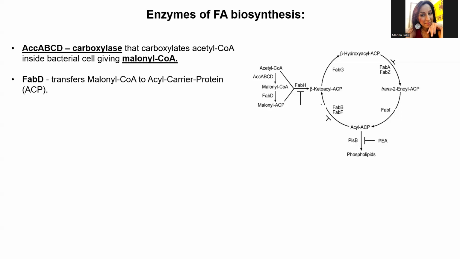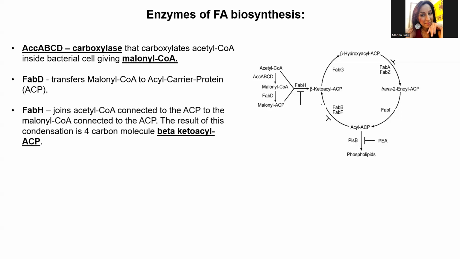There is this enzyme FabD that transfers malonyl coenzyme A to ACP, because that ACP is important. And the condensation enzyme FabH is joining acetyl coenzyme A. Again, acetyl coenzyme A is also connected to ACP, to the malonyl coenzyme A that is also connected to ACP. So ACP is required to carry both of these compounds. The result of condensation is beta-ketoacyl ACP.